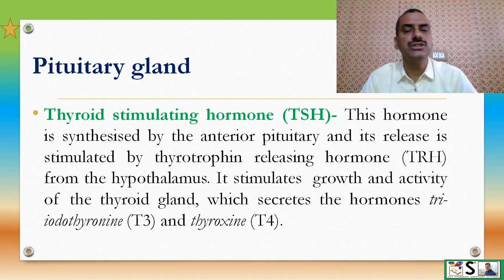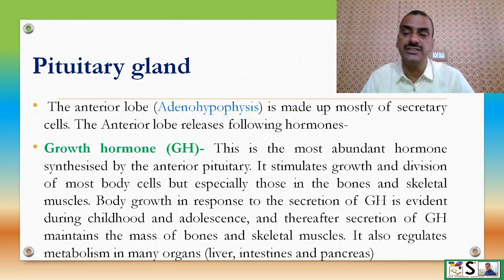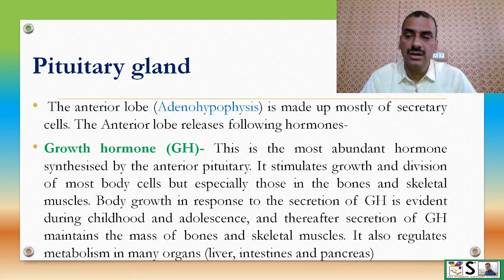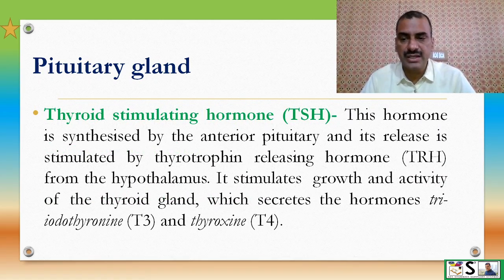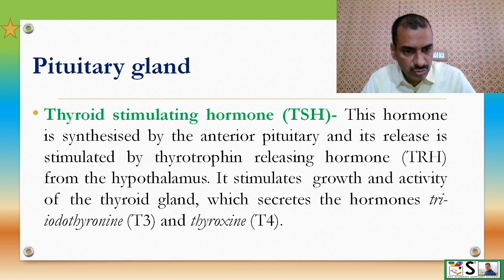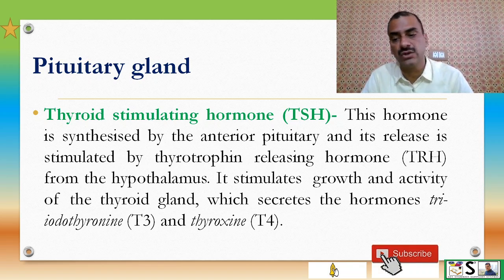Next hormone is thyroid stimulating hormone or TSH. This hormone is synthesized by the anterior pituitary and its release is controlled by TRH, thyrotropin releasing hormone, from the hypothalamus. It stimulates the growth and activity of the thyroid gland, which secretes hormones T3 and T4. T3 is triiodothyronine and T4 is thyroxine.